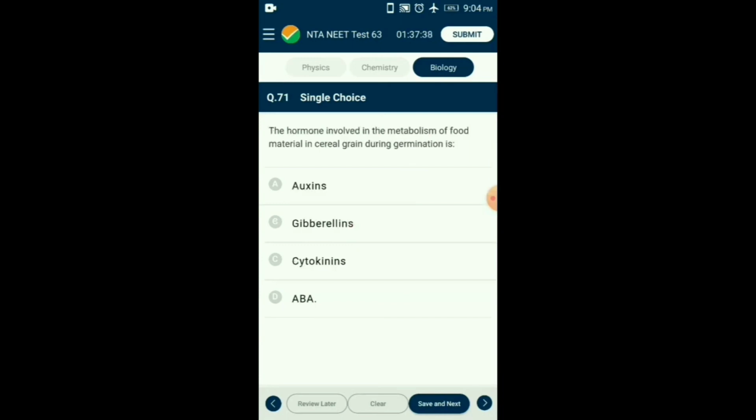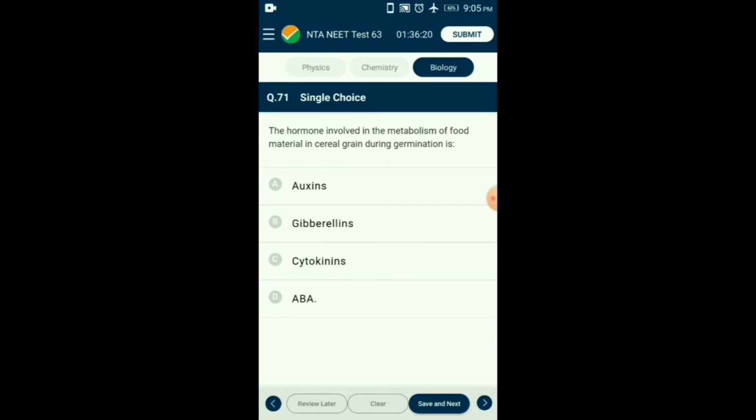Question number 71. Hormone involved in the metabolism of food material in cereal grain during germination is gibberellin. It is a class of plant growth regulator. This hormone was discovered from the fungus Gibberella fujikuroi, whose perfect stage was assigned to Fusarium moniliforme. This fungus causes Bakanae disease or foolish seedling disease of rice. This causes rice plants to grow unusually taller, spindle-shaped, pale green in color, and production of rice much lesser.